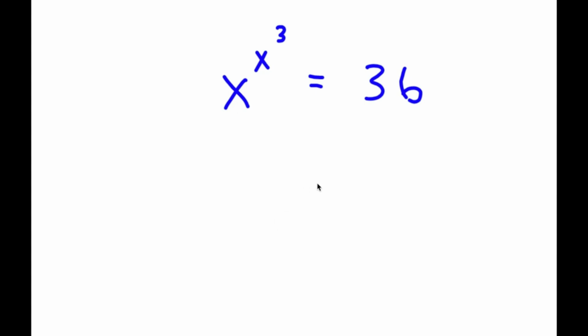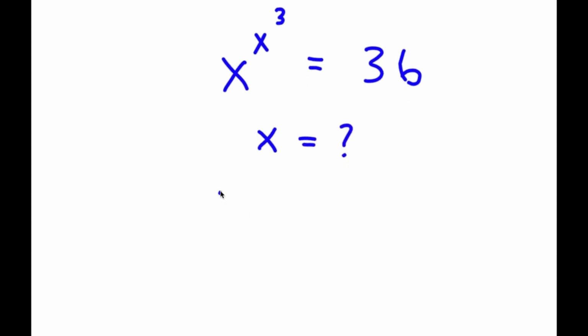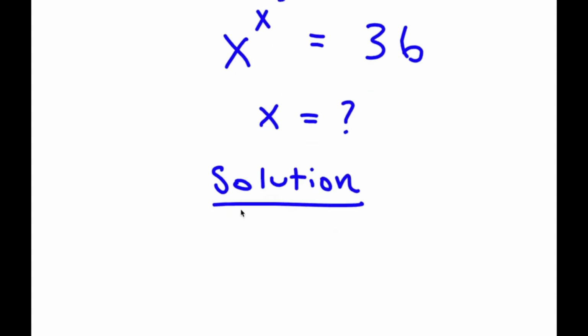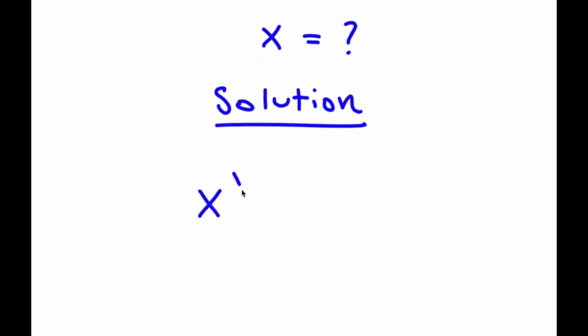Alright, so in this problem, I have x to the power of x to the power of 3 is equal to 36. So I want to find the value of x here. So for my solution, I'm going to first start with x to the power of x to the power of 3 is equal to 36.